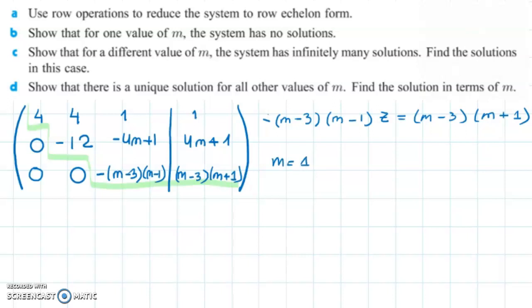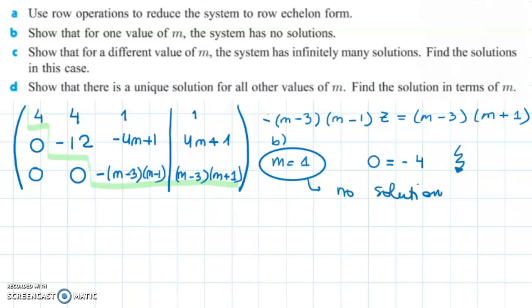1, what we're going to have is that 0z, so 0, is going to be equal to a number that is not 0, because if instead of m I write 1, then I'm going to have negative 2 times 2, so negative 4. So we get to the absurd situation where we're saying that 0 is equal to negative 4, and this is not true. And then this is when we have no solutions for the value of m equals 1, and this will be the answer for part B. No solutions in this case.